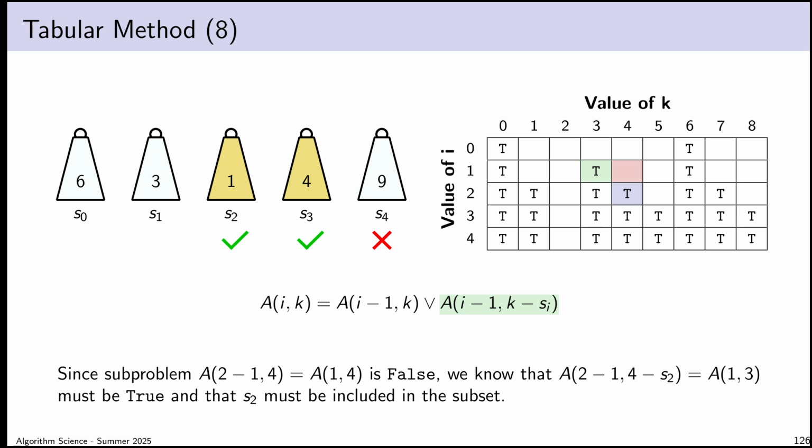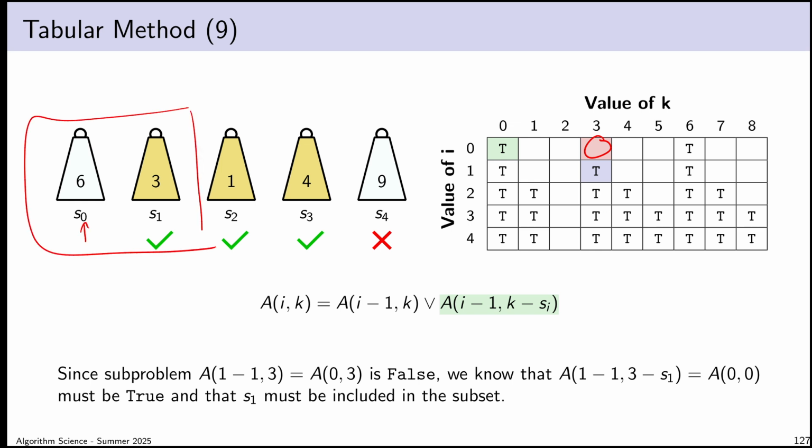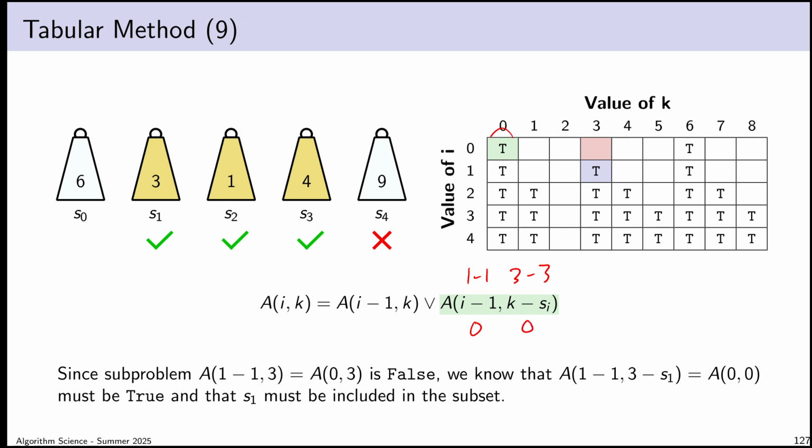Okay, so I now revert to A13 because I have things adding to 5 in my subset. I want to find the remaining 3 out of a subset of S0 and S1. I notice that A03 is false, which means there is no way of adding to 3 using only S0, unsurprisingly, and that means S1 is indispensable. And then once I revert back, so of course, in this case it's 1 minus 1, and K here is 3, minus Si is 3, I actually get A00. And A00 is vacuously true because it's a base case.